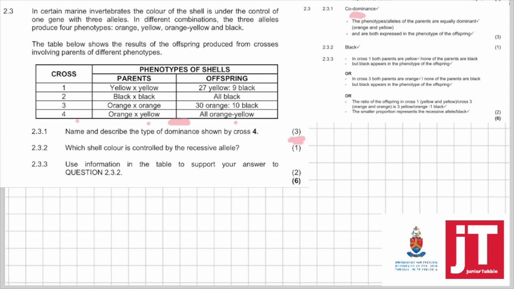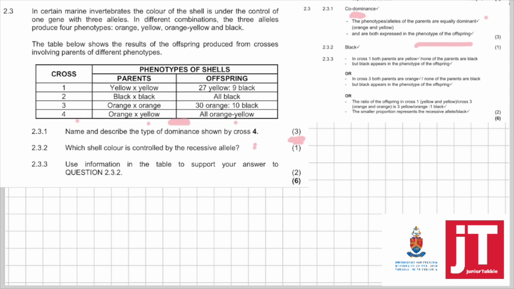Right, now they ask you to describe the type of dominance. See, it's 3 marks. Here you must say, both the alleles are equally dominant. Tell me what it is, orange and yellow. And both are expressed in the phenotype of the offspring. Right, 2.3.2. Which shell color is controlled by the recessive allele? The recessive color, you can see very carefully, is black.